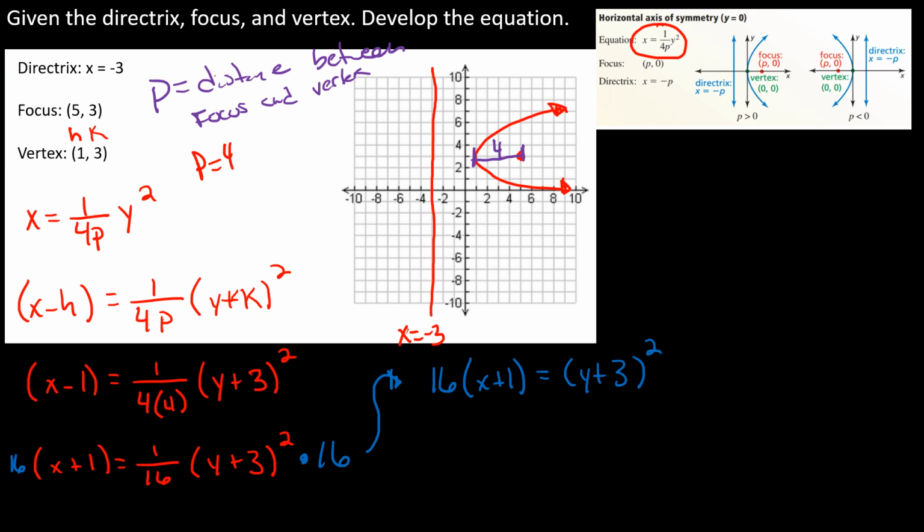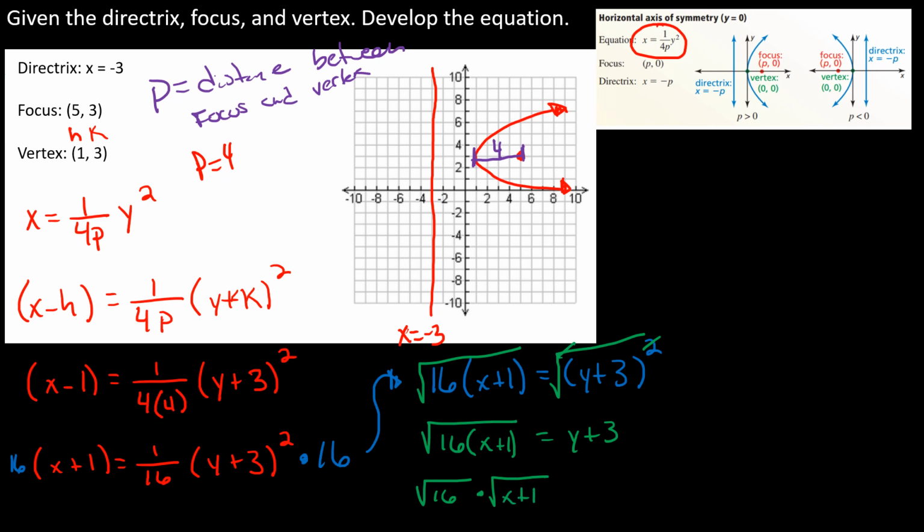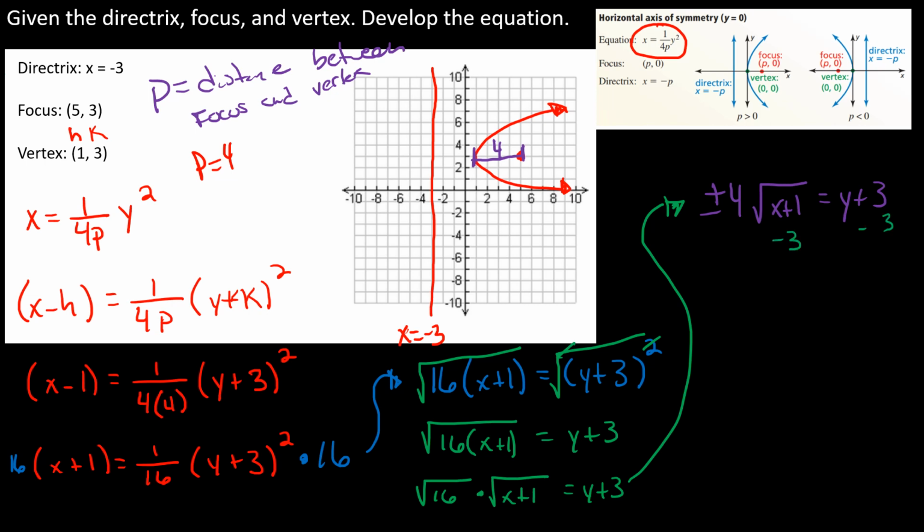I want y by itself, so I've got to get rid of this squared. The opposite operation of a square is a square root. These simplify out. So we get the square root of 16 times x minus 1 equals y plus 3. This square root of 16 times x minus 1, we actually can split up as the square root of 16 times the square root of x minus 1 equals y plus 3. This is all just for proper math notation. The square root of 16 is going to be plus or minus 4. Square root of x minus 1 equals y plus 3. Almost have y by itself. We now need to subtract 3 from both sides to simplify out. So we get y is equal to plus or minus 4 square root of x minus 1, minus 3.